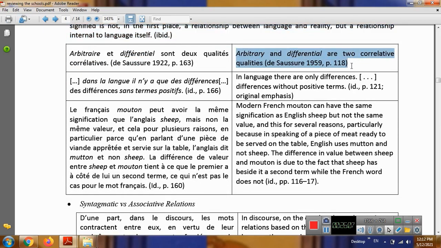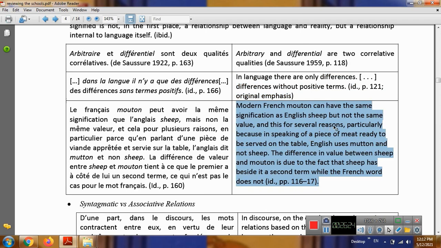Arbitrary and differential are two correlative qualities. In language, there are only differences without positive terms. Modern French mouton can have the same signification as English sheep, but not the same value.